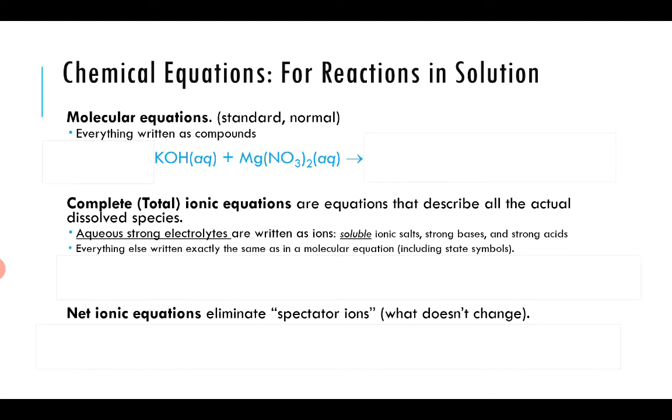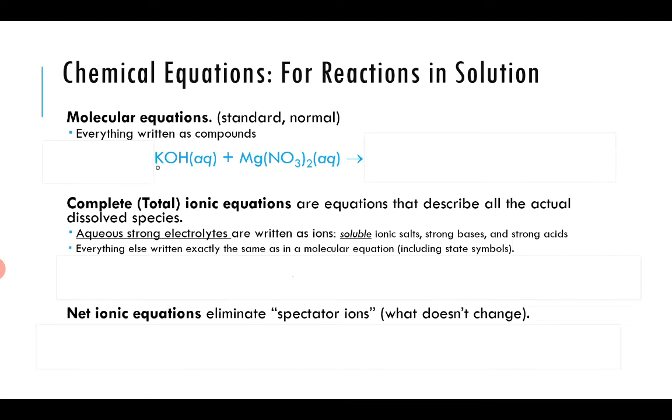I realize that these are ionic compounds, not molecular compounds, in this example, but it's still called a molecular equation no matter what kind of compound it is. Everything is written as compounds, so everything is bonded together. That's what we've seen so far. We can use this as practice to use our double displacement reaction pattern to predict the products.